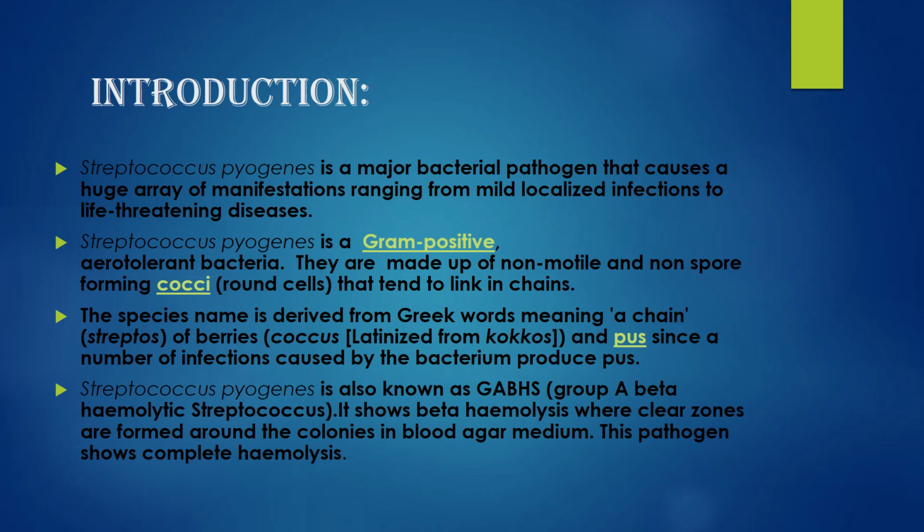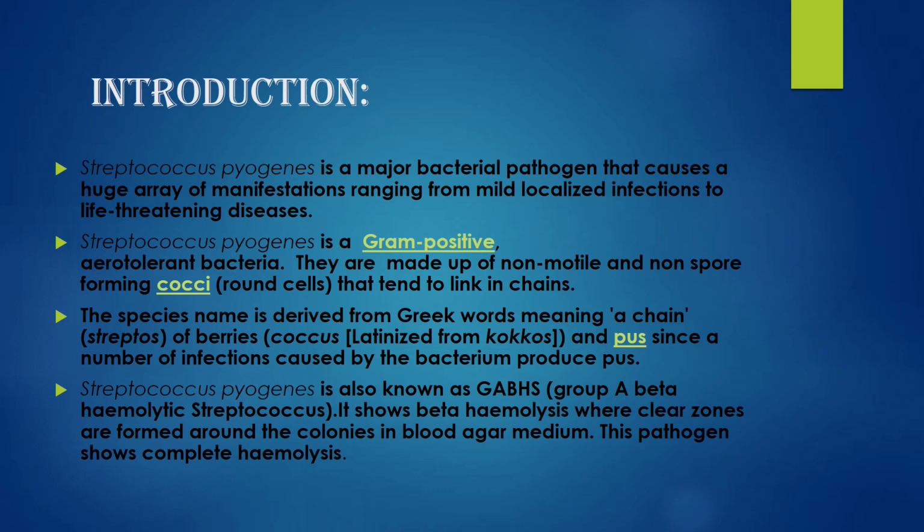Now, where is the name Streptococcus pyogenes derived from? It is derived from a Greek word where streptos means a chain and coccus means berries. It is also related with pus. Why are we saying this bacteria is related to pus? Because it causes a number of infections which produce pus-like or fluid-like substances.